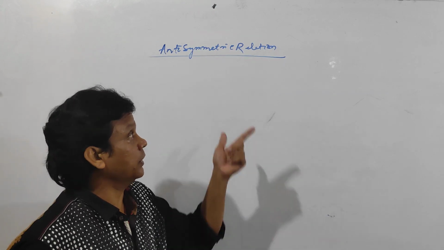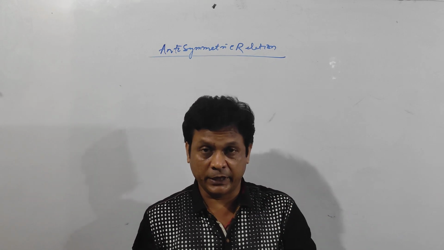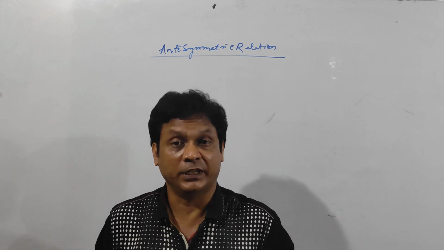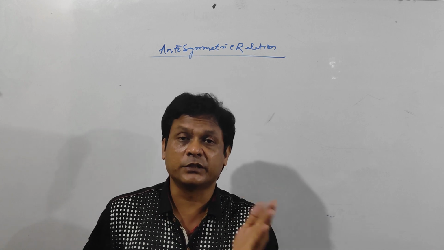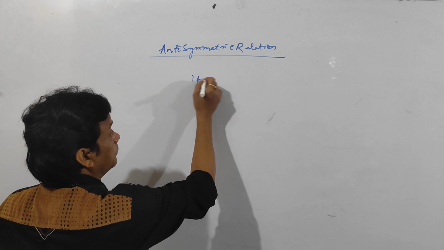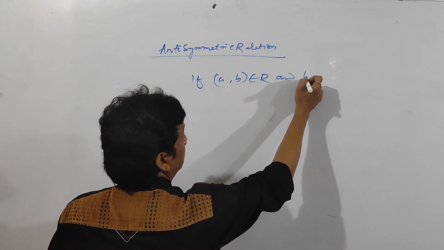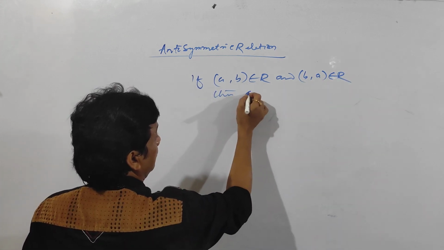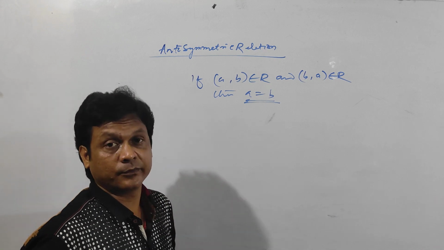See here, antisymmetric relation. An antisymmetric relation is: if A is related to B and B is related to A, then A must be equal to B. See here, if (a, b) belongs to R and (b, a) belongs to R, then a must be equal to b. So that type of relation is called an antisymmetric relation.